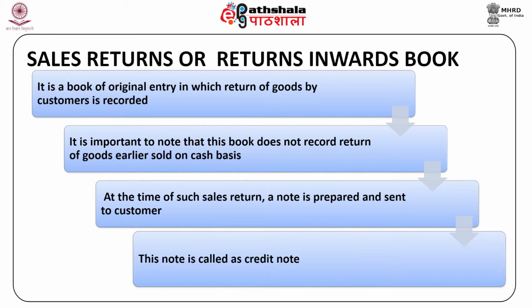At the time of such sales return, a note is prepared and sent to the customer giving all details about the date and amount of transaction, name of party, etc. This note is called a credit note. Any trade discount allowed at the time of credit sale shall also be adjusted at the time of receiving goods. This format is used for sales return book.